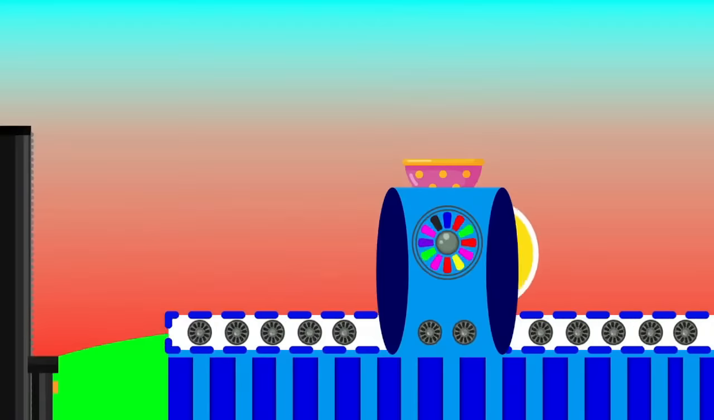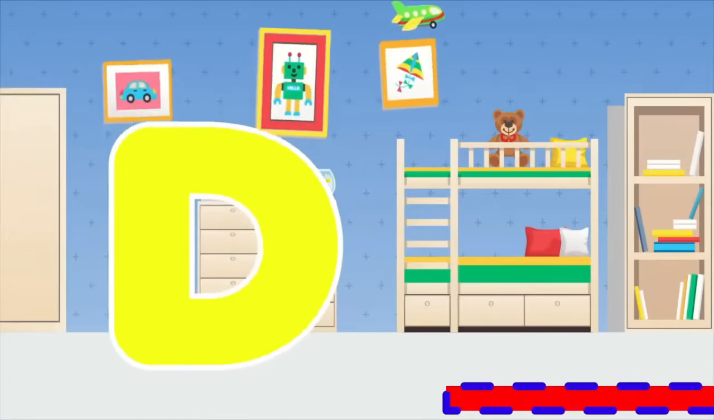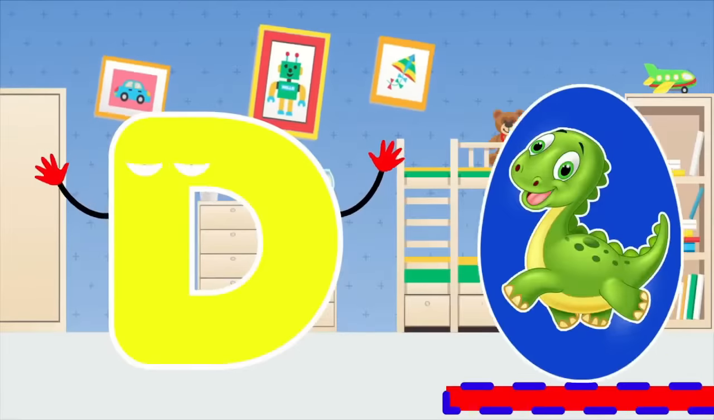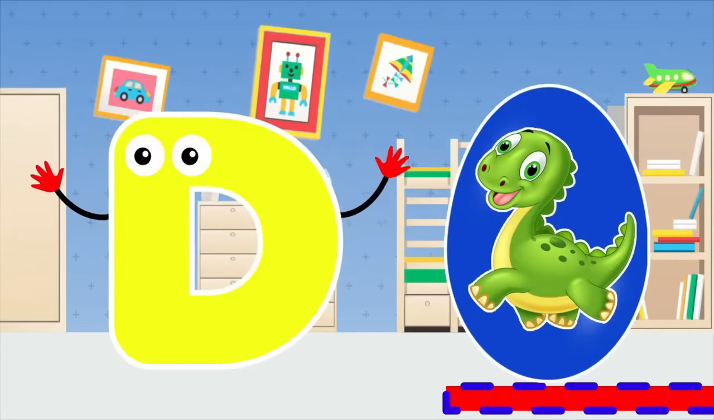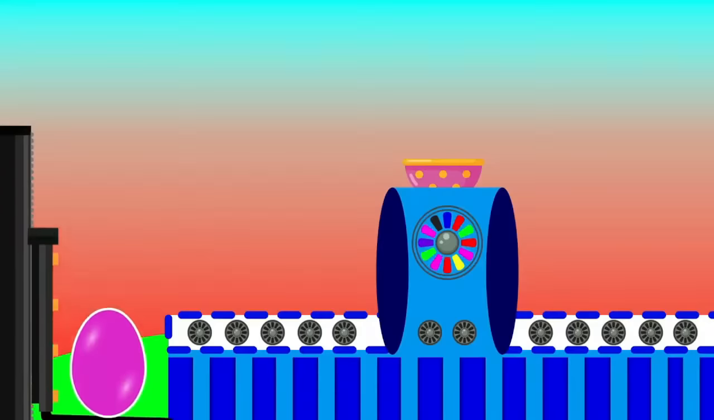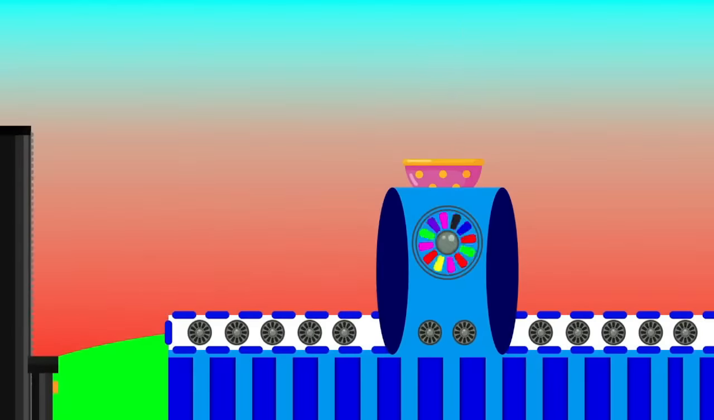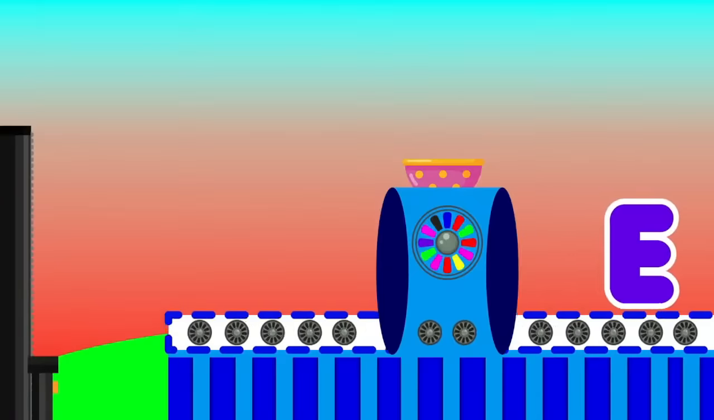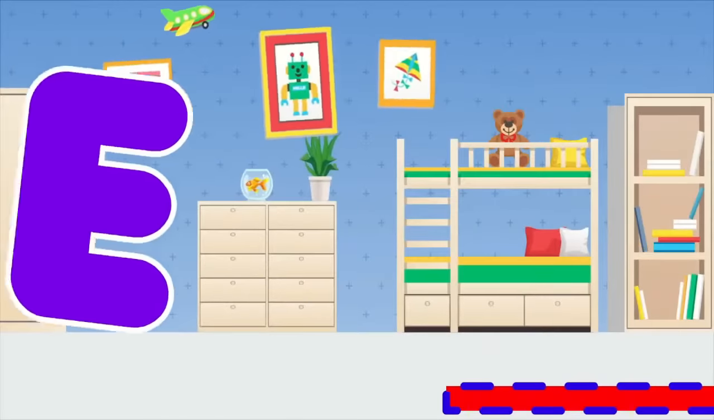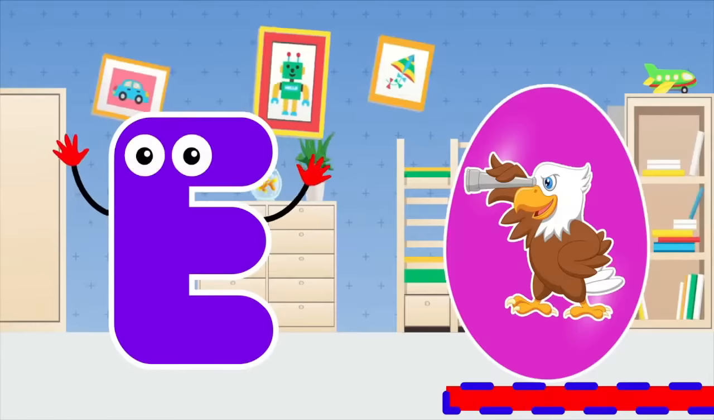Here is an alphabet D. D is for dinosaur. Good job! Here is an alphabet E. E is for eagle.